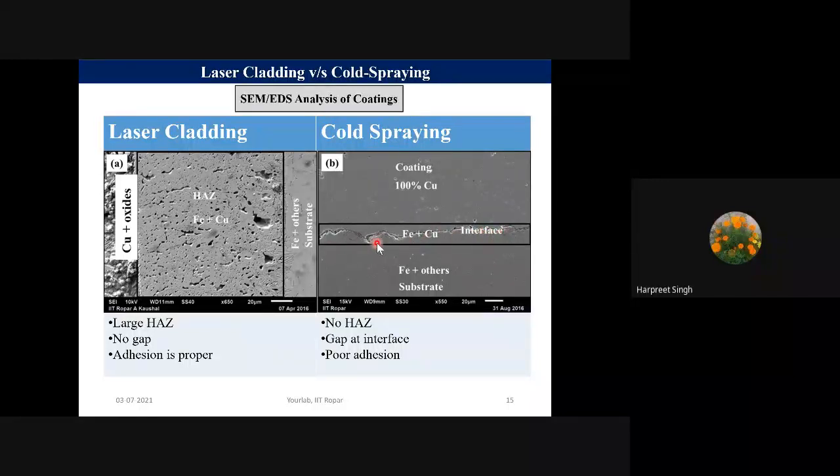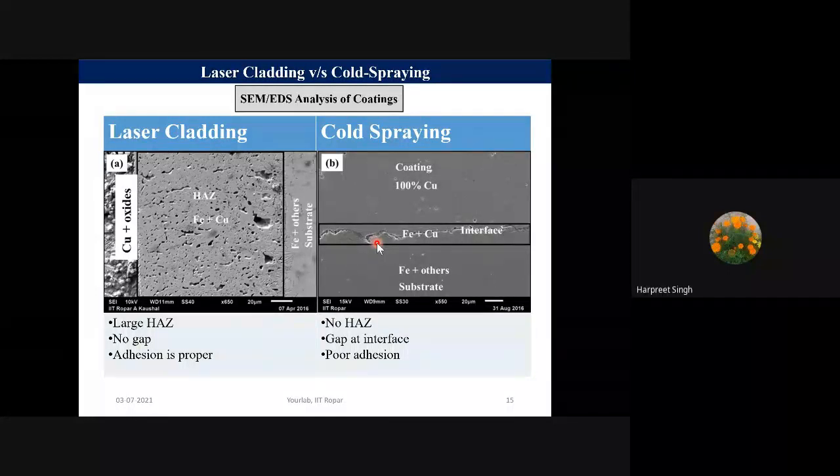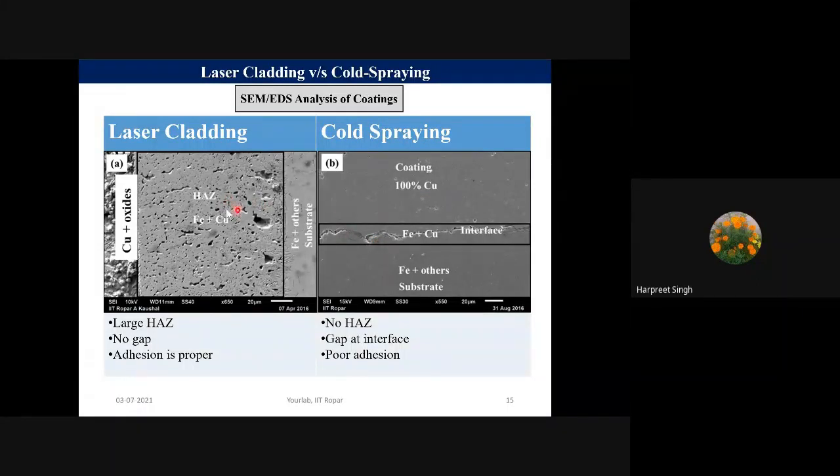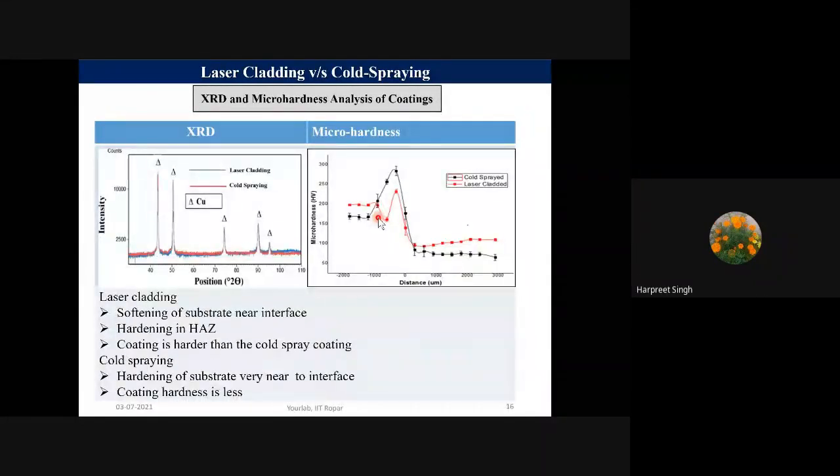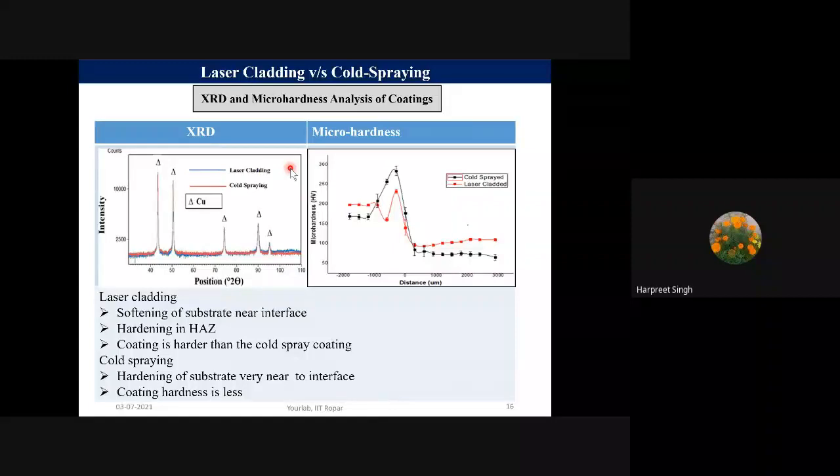So there was a gap at the interface, which is worrisome for us, and we have to do something more to achieve it. Both have their own disadvantages here, and of course this was not our solution, right? The same coatings, we tried XRD, micro hardness, and so on, right?